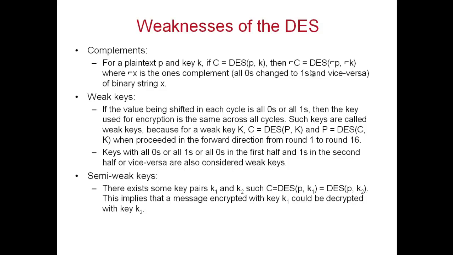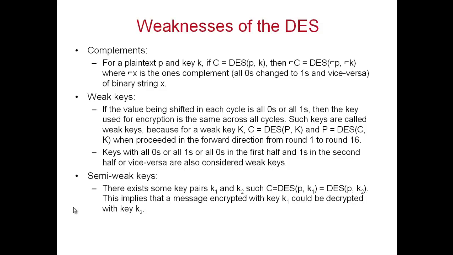The same problem happens if the first half of the 64 bits, the first 32 bits, are zeros and the next 32 bits are ones. In the same way, if the first 32 bits are ones or the next 32 bits are zeros, the same problem is there. Now, semi-weak keys are something that will be easily usable for cryptanalysis.